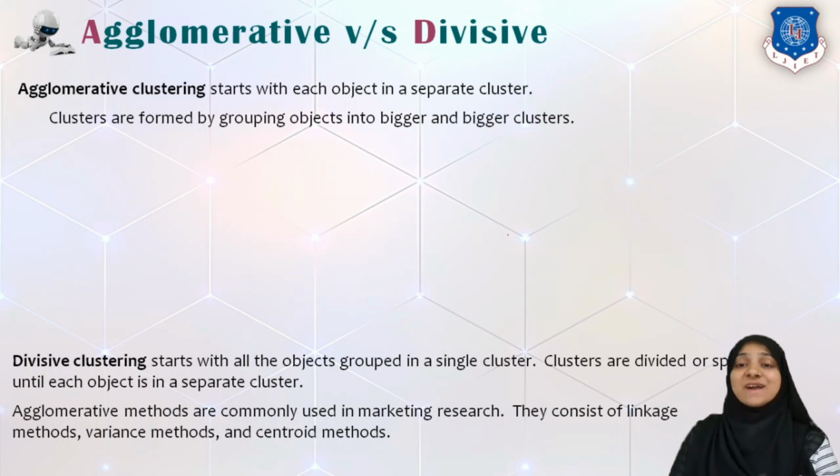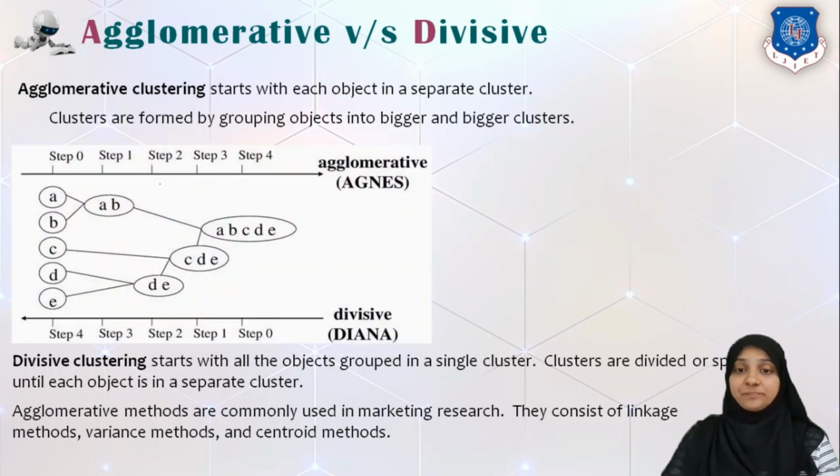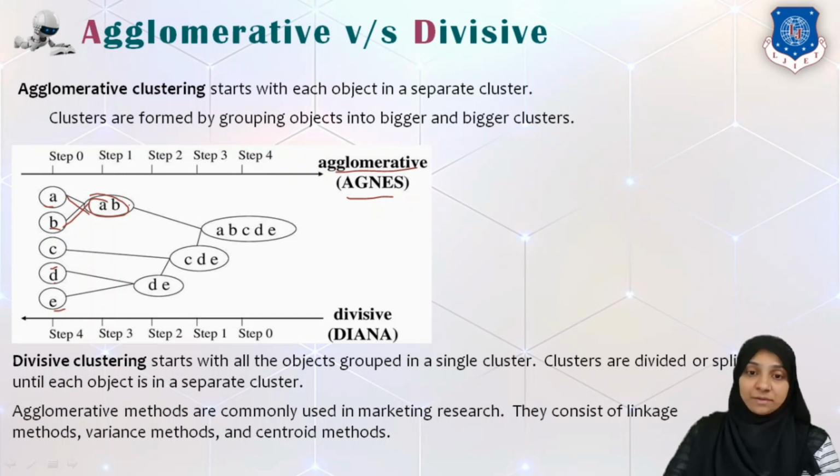Agglomerative clustering starts with each object in a separate cluster. This is a kind of bottom-up approach. Say we have a total of 5 data points: A, B, C, D and E. In step 1, we find the two nearest data points. Let us say A and B are the nearest ones, so they will be clustered in the first step. So we are actually talking about the agglomerative or AGNES algorithm.